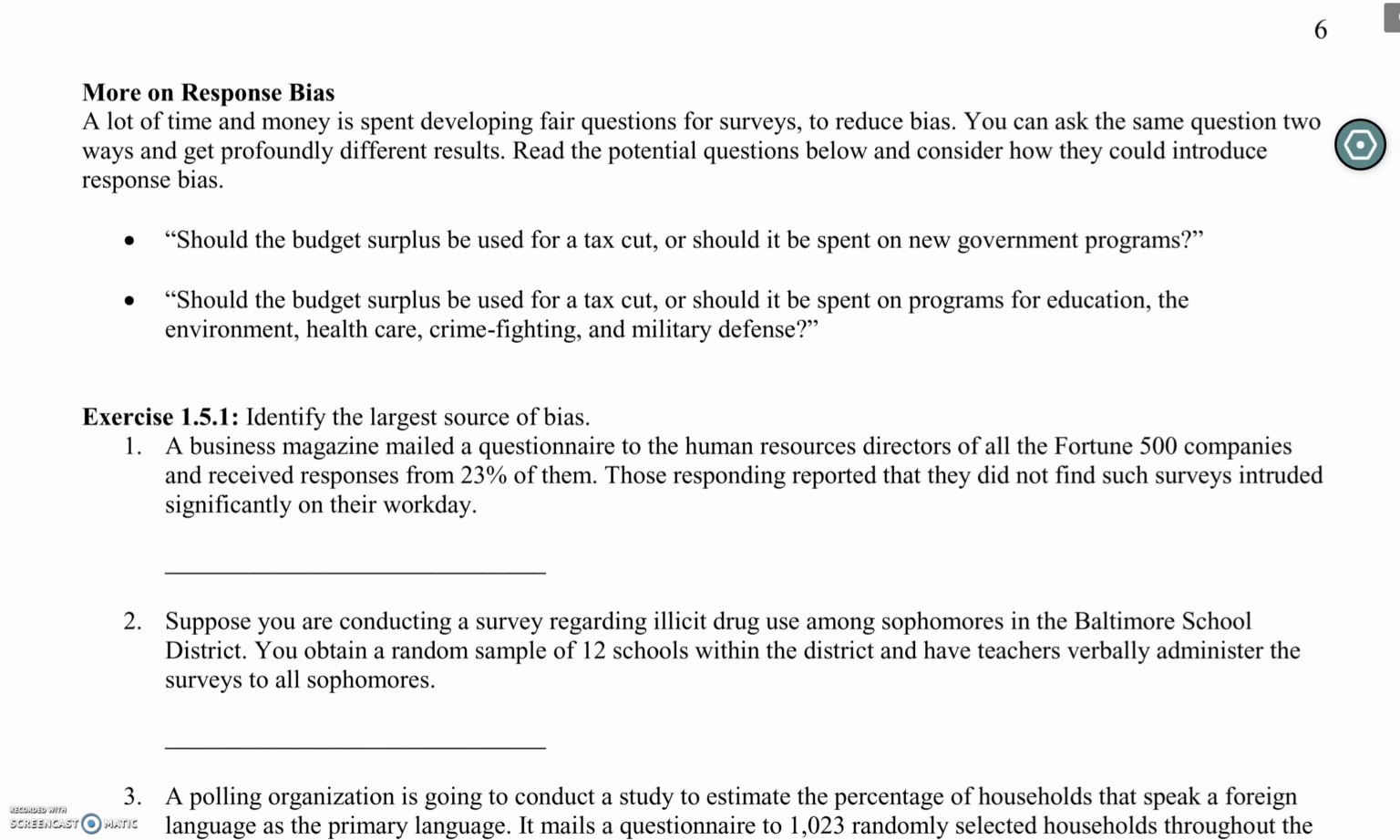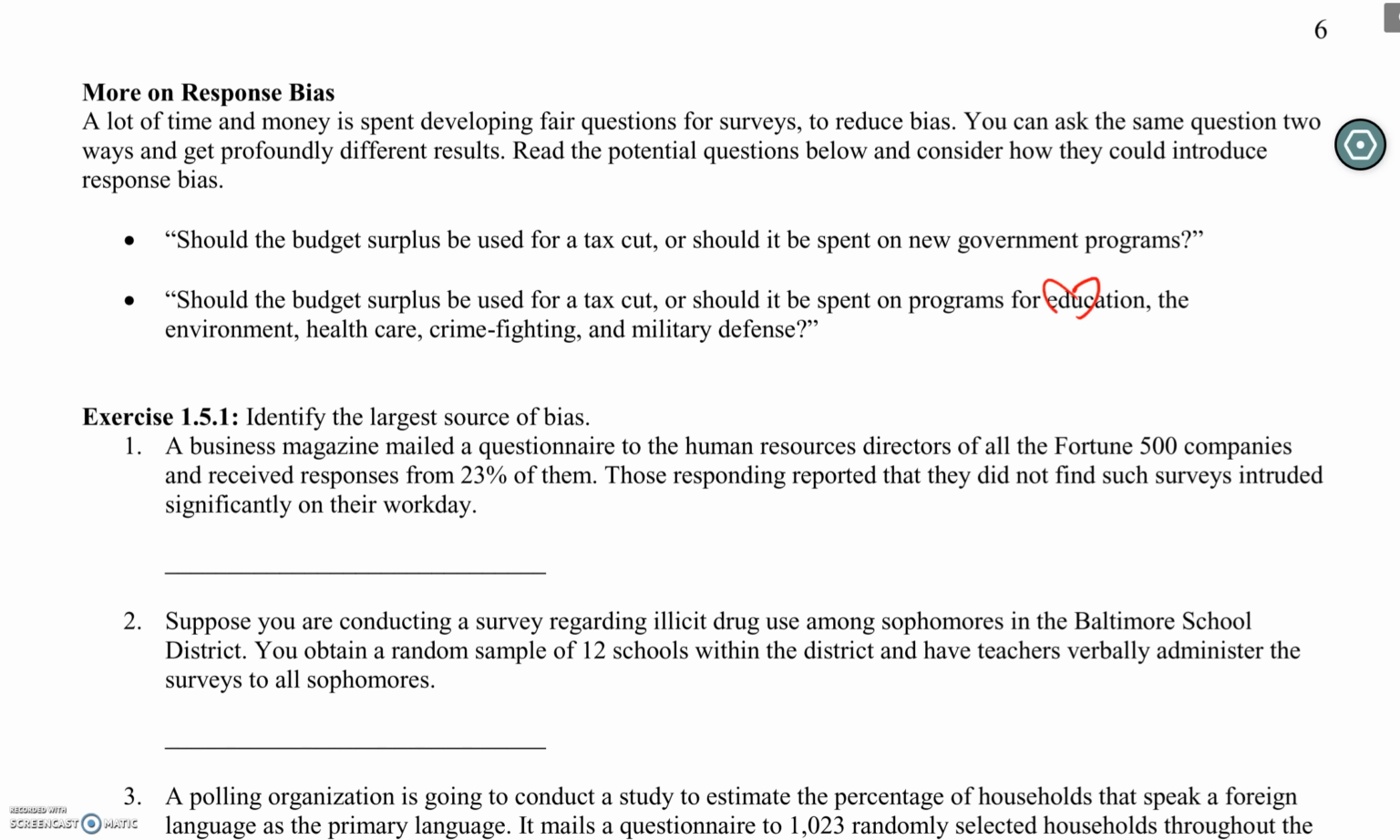One says, should the budget surplus be used on a tax cut or should it be spent on new government programs? The other one says, should it be used on a tax cut or should it be spent on programs for the education, environment, healthcare, crime fighting, and defense? I think all of us can immediately see which one of these is probably going to have a higher proportion of people saying, yeah, go ahead, government, keep my money. And that's going to be the second one because there's something to pull at each of our heartstrings.